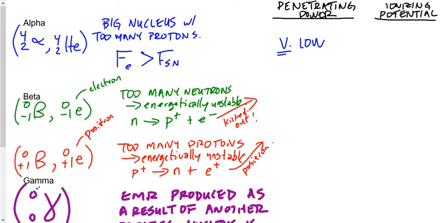I'm sorry? Yeah, it can be. Yeah. They could. Yeah. I don't know. Probably alpha actually, because of the low penetrating power, and then you're going to see something, the ionizing potential in just a moment, and you'll see maybe why that's the case.